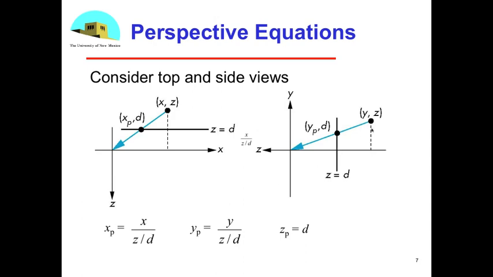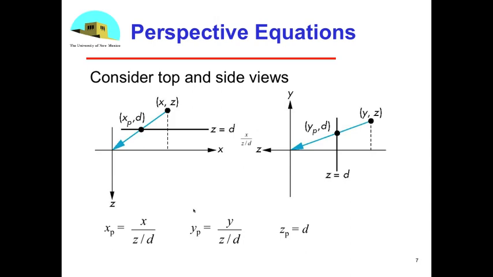Likewise, when I look at it from the side, I see the yz plane. So now I have z equals d coming straight up here. Again, these two triangles are similar, so I get the equation yp equals y over z over d, which is the standard form of perspective, and the z's are always the same. I'm always projecting into this plane zp equals d, so these are the three equations.